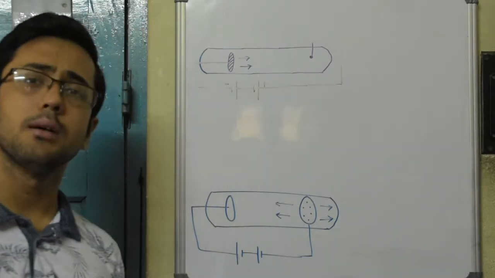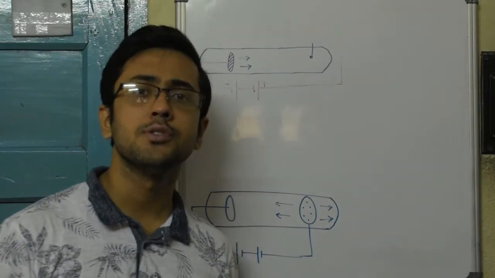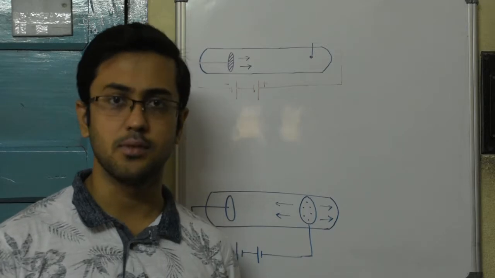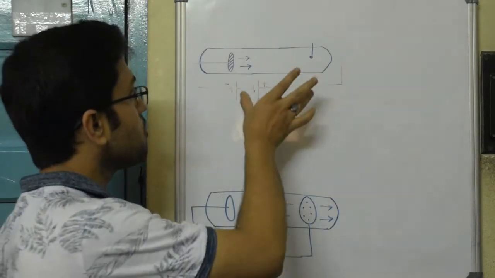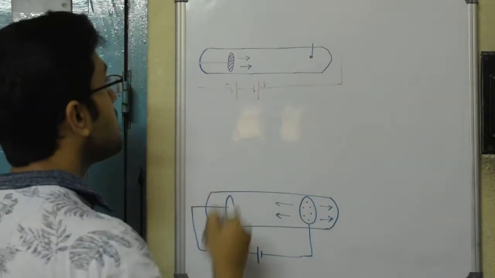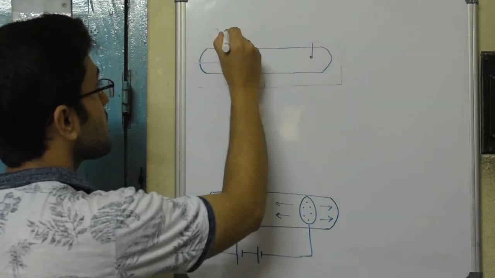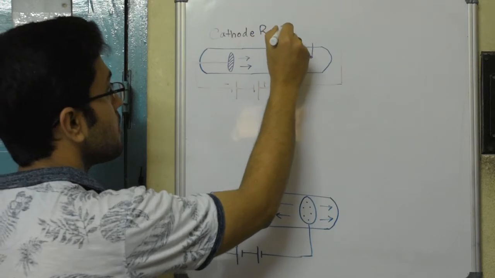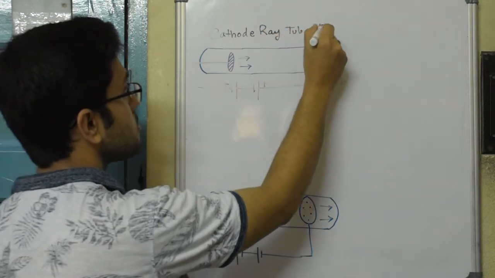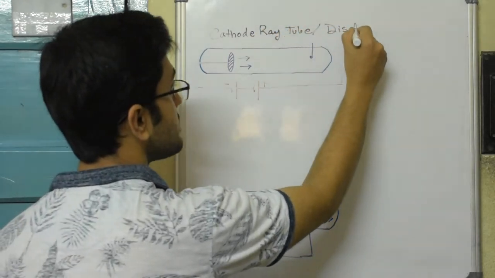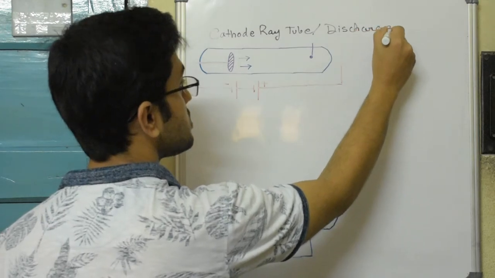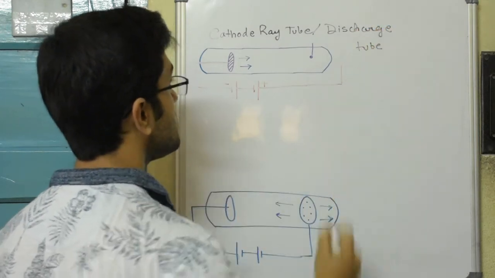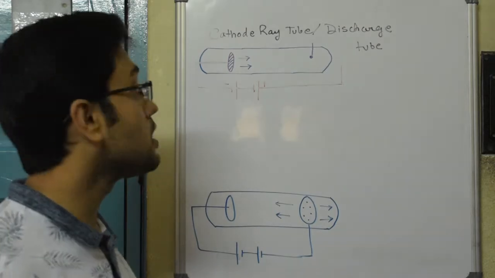Now, how were these subatomic particles like electrons, protons, neutrons discovered? Well, for that first we need to know what this is. This is known as a cathode ray tube. At times it's also named the discharge tube. This is called a cathode ray tube or a discharge tube.